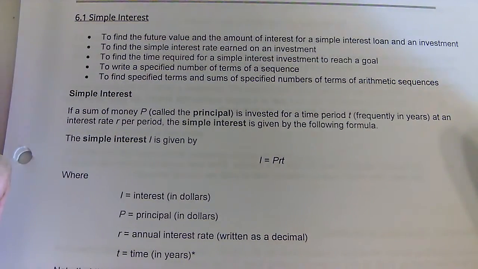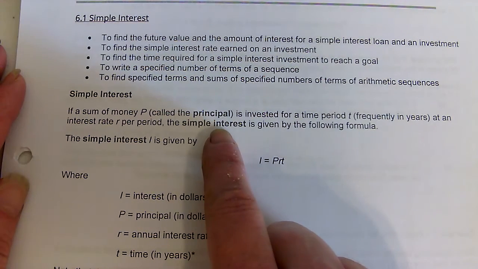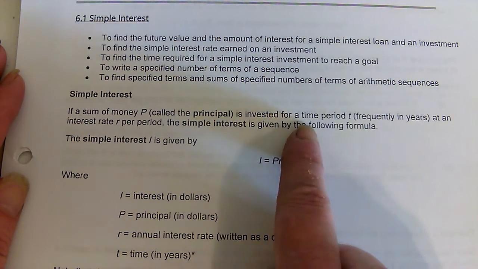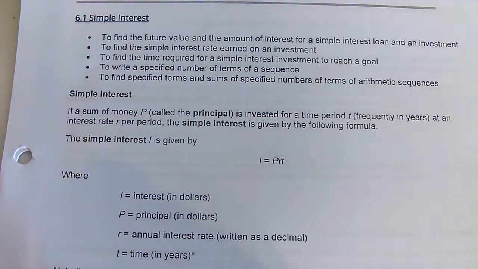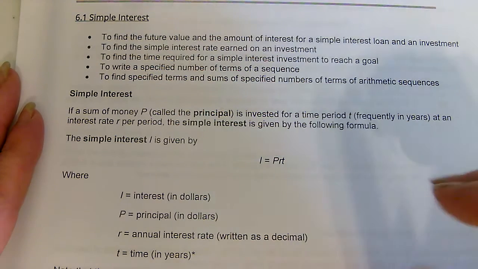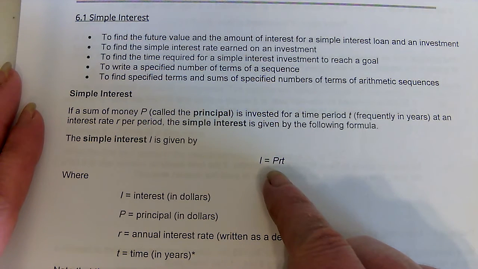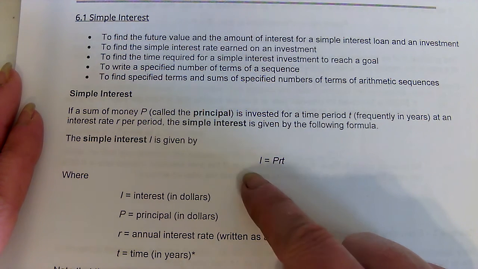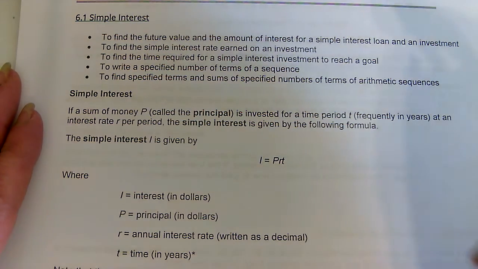We take a sum of money, usually called our principal, and it's invested for a time period, T, usually measured in years, at an interest rate of R per period. The simple interest is given by this formula. So it's a very simple formula. You take the principal, the amount invested, times the rate, times the time, and that gives us how much interest was earned over that time period.